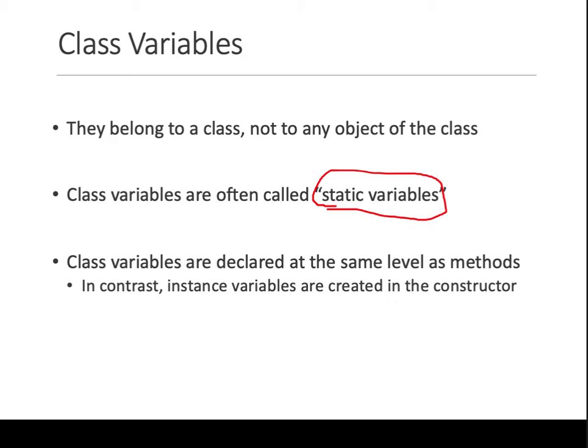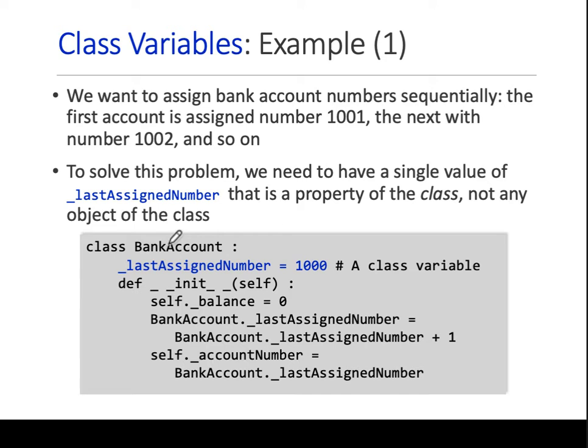When are they defined? They are defined at the same level as methods, meaning that once you define a class, in this case, class BankAccount, this is the class level variable, class variable. So in this case, we are saying last assigned number is 1000. Now that variable, last assigned number, is being used in the initialize, or in the constructor, right?